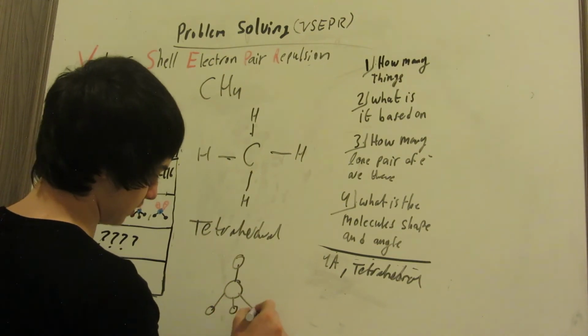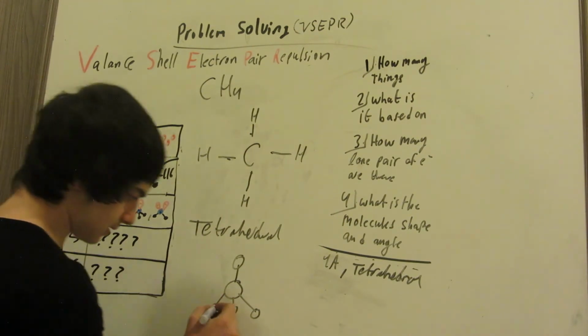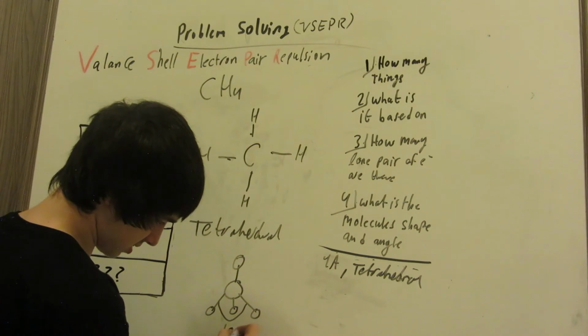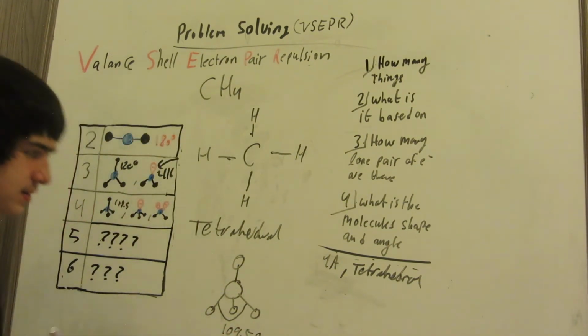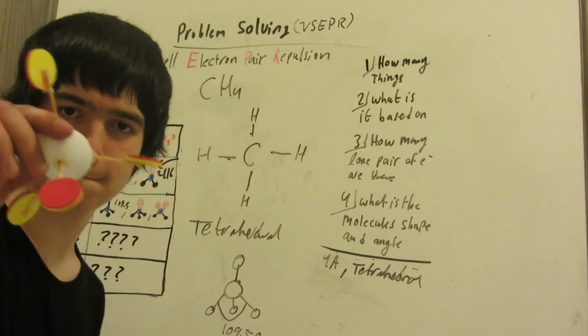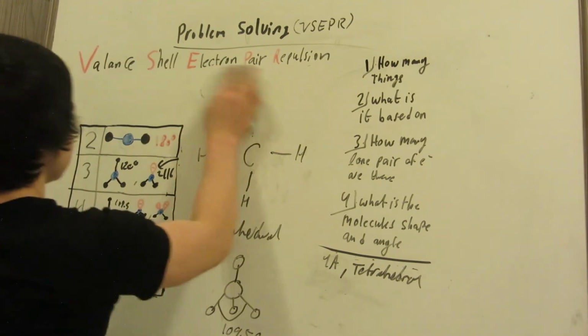Here, here, and here. What is the bond angle now? For tetrahedral, we just memorized it, and we mentioned it before, it's going to be 109.5 degrees. Alright, great. So that's the shape. It's going to look like this. Alright, great. Next question.